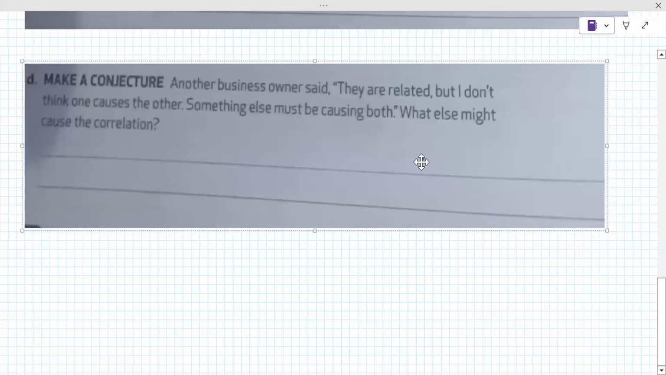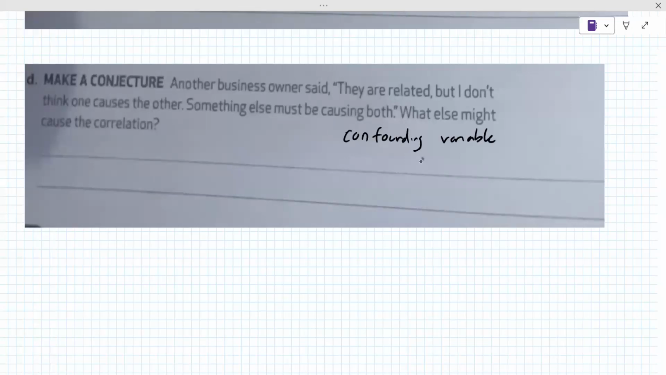All right, another business owner said they are related, but I don't think one causes the other. Something else must be causing both. This is what's called a confounding variable. It's something besides the two that impacts it. And I've kind of alluded to it. It's like maybe if you live somewhere and you've got the money for one, you probably have the money for the other. Or the fact that they're both outdoorsy type of things.